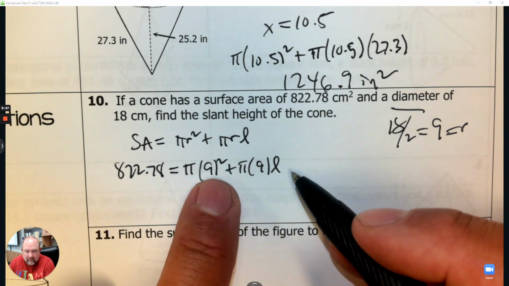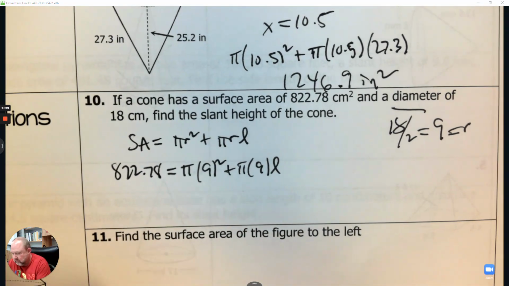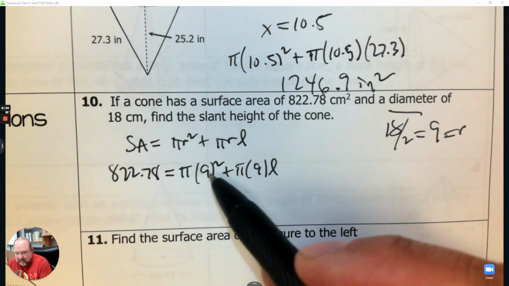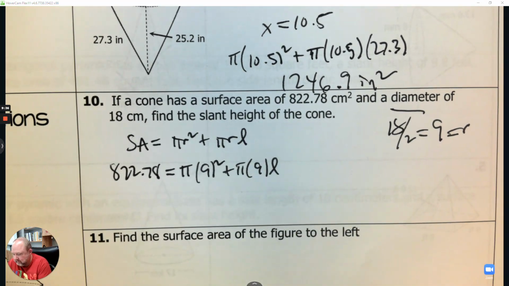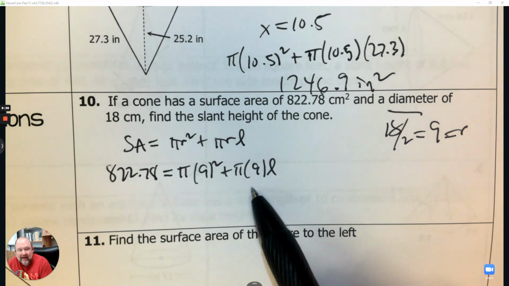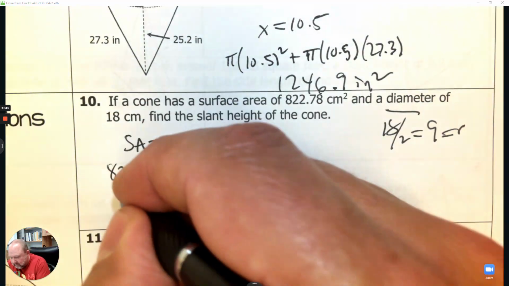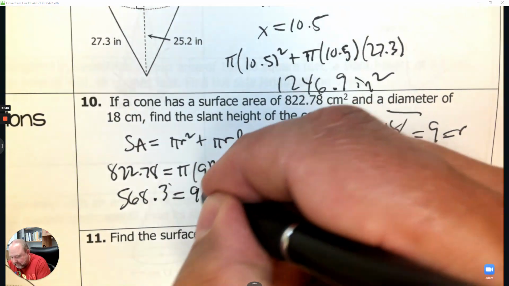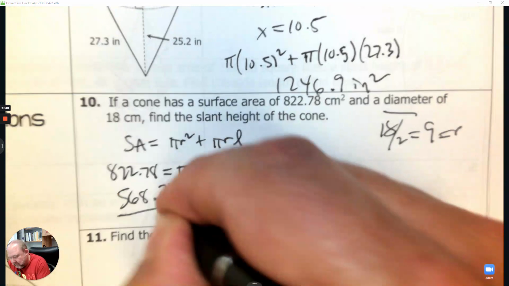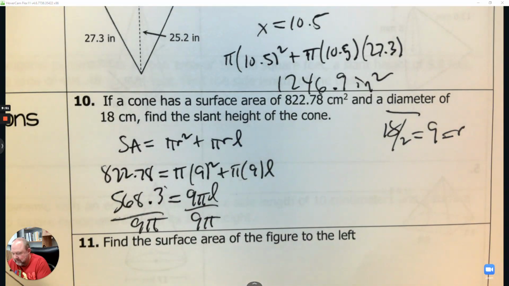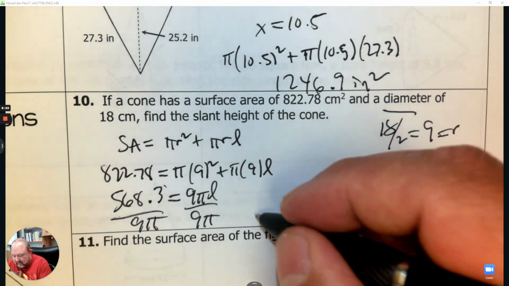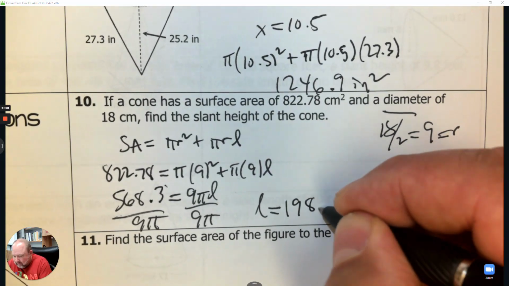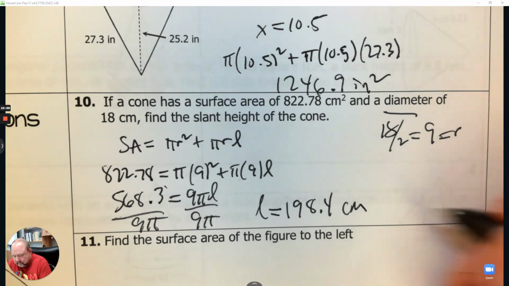So the slant height is the last part that we're going to use. So we're going to take this number and subtract 81 pi. So we can go 822.78, subtract 9 squared is 81, so subtract 81 pi. And then to that answer, 568.3. We're going to divide 9 pi to that answer. And the slant height you get is 198.4.